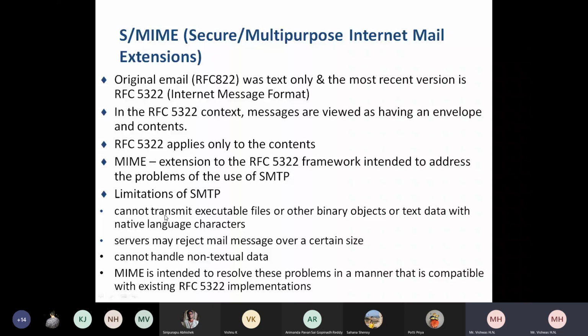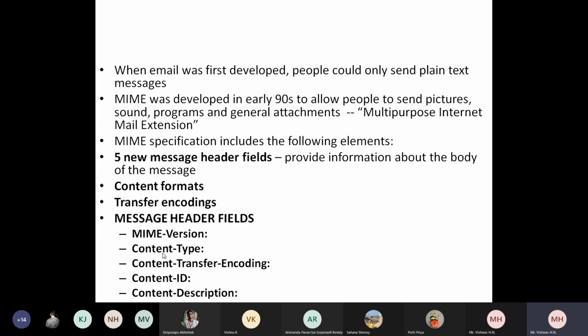MIME is intended to resolve these problems in a manner that is compatible with existing RFC 5322 implementations. So some history about the mails. When email was first developed, people could only send plain text messages. MIME was developed in the early 90s to allow people to send pictures, sounds, programs, and general attachments.